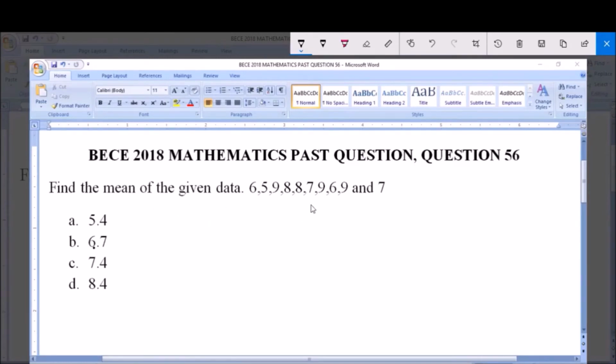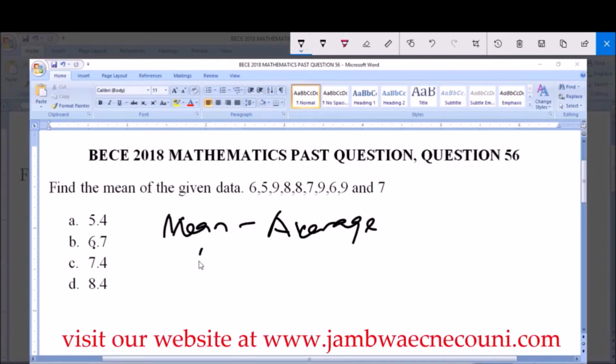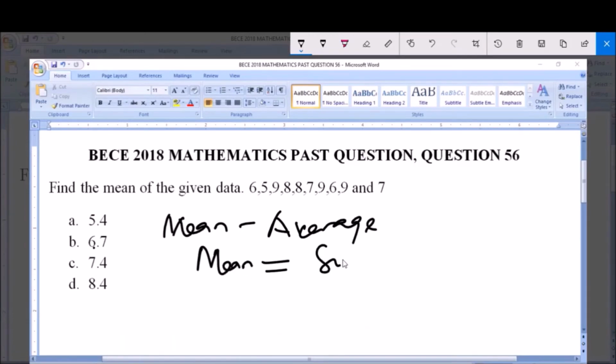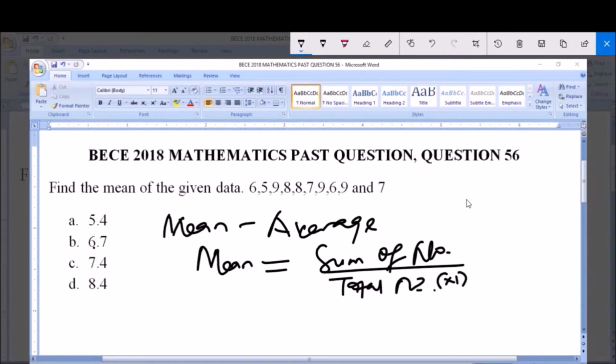Now we have to find the mean of this given data, and like we know, mean simply means average. When you hear the word mean, it simply means average. So to find the average of these numbers, what do we do? We definitely sum up these numbers and divide it by the total number of the numbers, that is sum of numbers all over the total number of these numbers, and this total number is usually expressed as n. And like we know, n from here is equal to 1, 2, 3, 4, 5, 6, 7, 8, 9 and 10. So n is equal to 10.